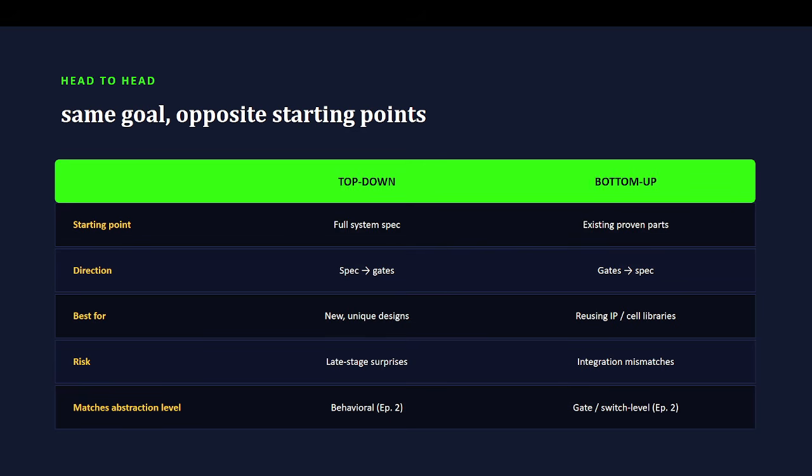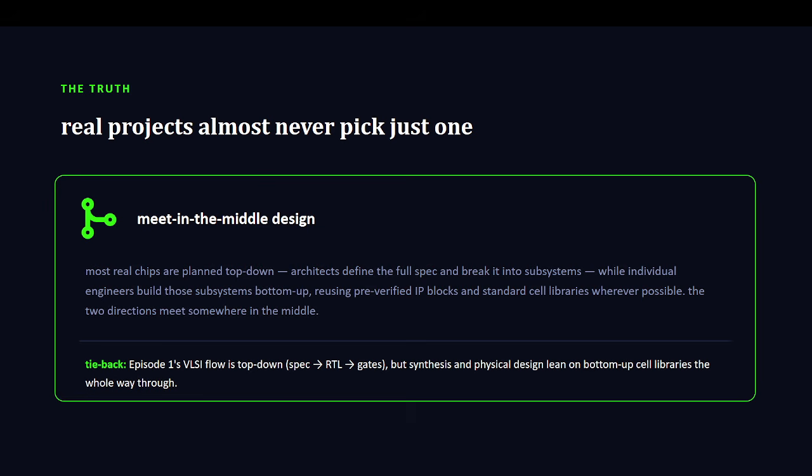And matching back to the previous abstraction levels video: top down naturally aligns with behavioral modeling, the highest, most abstract level. Bottom up naturally aligns with gate and switch level modeling, the lowest, most concrete levels. Notice the pattern. These two methodologies aren't randomly different. They map directly onto the abstraction ladder we already built. That's not a coincidence. It's the same zoom in, zoom out relationship just applied to an entire system instead of a single circuit.